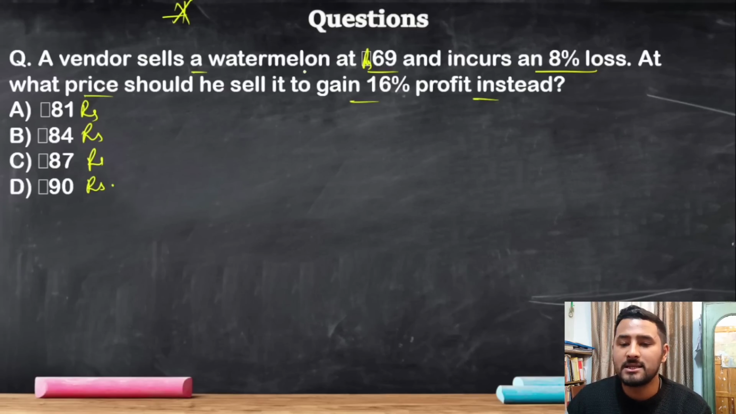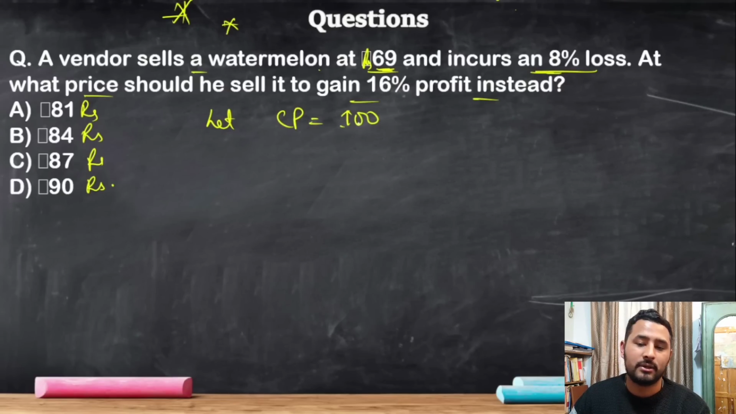You might expect this type of question this year. So a vendor sells a watermelon at rupees 69. A vendor sells means selling price is 69 and incurs an 8% loss. Now like I said, 100. This type of question you should remember, you should assume CP because CP is not given anywhere. So let us assume, let CP be 100. Okay, let CP be 100. A base is CP, so let CP be 100.